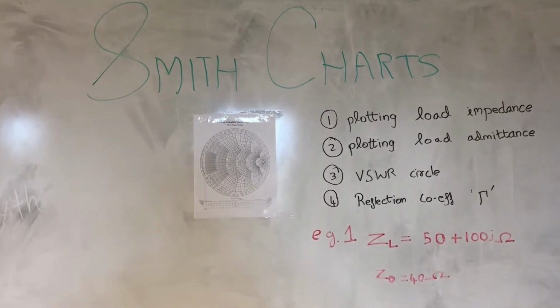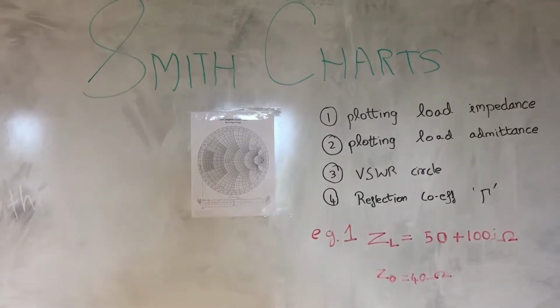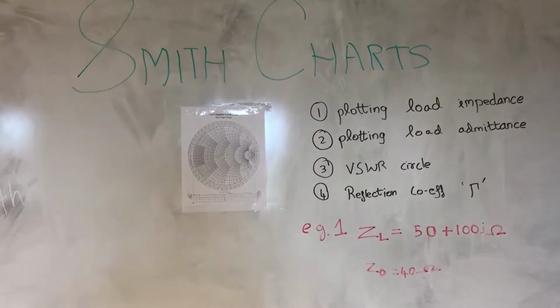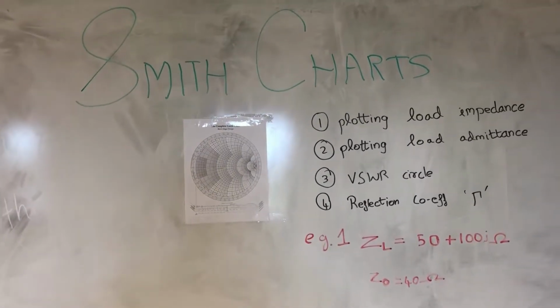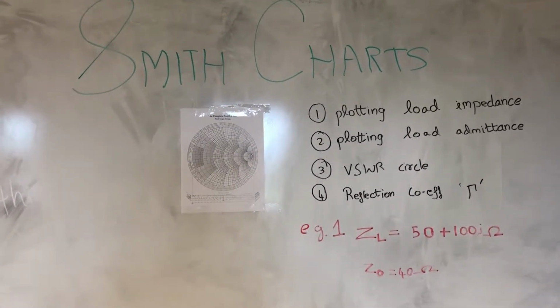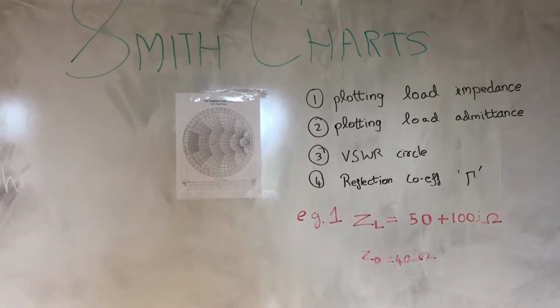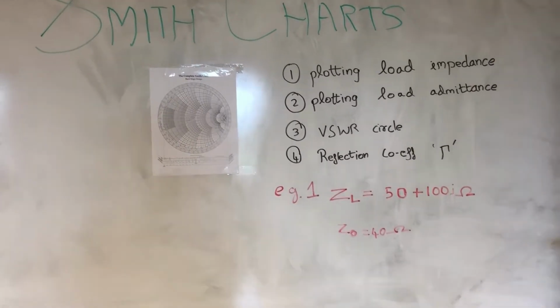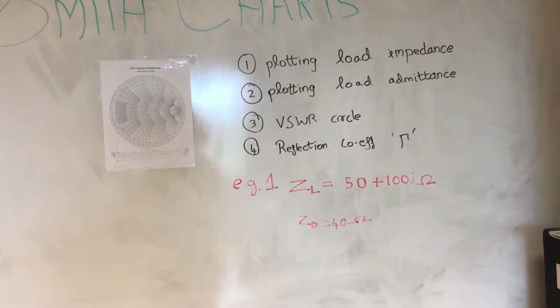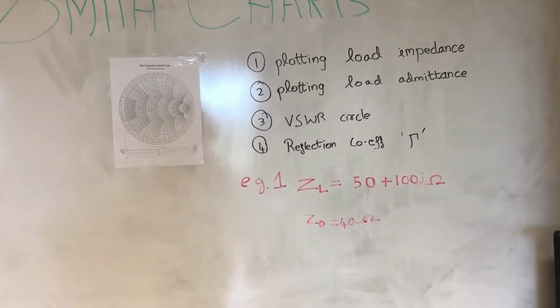Hello, I'm going to try to explain everything you need to know about the Smith charts in the shortest possible time. Now these four are the basics of Smith charts: plotting load impedance, load admittance, the VSWR circle, and the reflection coefficient. The first example we are considering is load impedance 50 plus 100j ohms and the characteristic impedance 40 ohms.